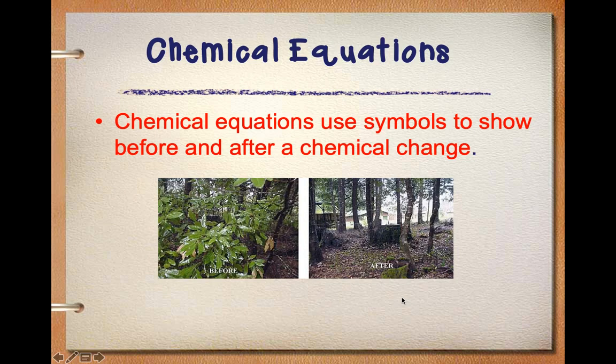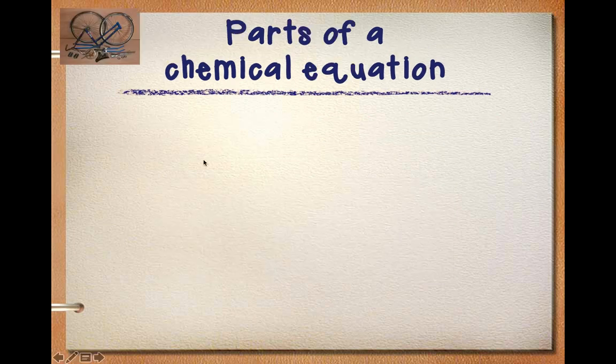So a chemical equation uses symbols to show before and after a chemical change. So what things did you start with? What happened? What things did you make at the end? That's the purpose of a chemical equation. It's like a shorthand sentence to describe what happened in the chemistry of a lab, or something happening in an experiment, or something happening in the world, or something you're trying to make happen. Wherever it happens, it shows the before and after.